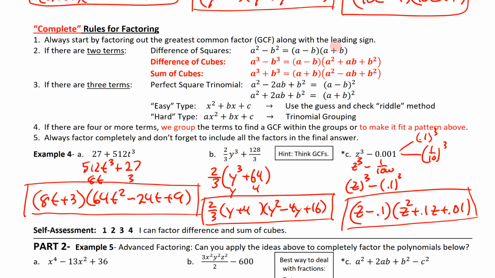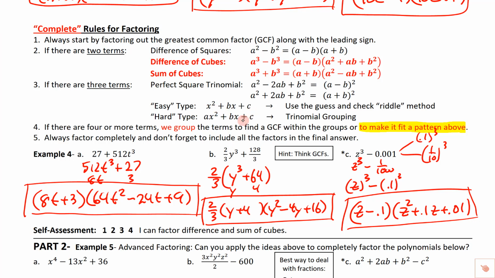Take out the leading sign. And then the last one, always factor completely and make sure that we include all the factors in the final answer. A lot of these advanced factoring techniques are going to take advantage of this idea right here. Sometimes we might not be able to see how it fits one of these patterns here, but we might be able to rearrange things so that it does fit one of those patterns. And that's what we're going to do on this first one.